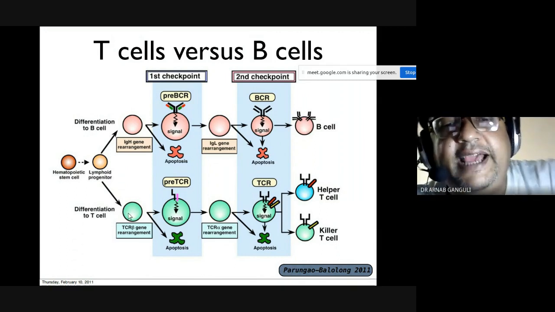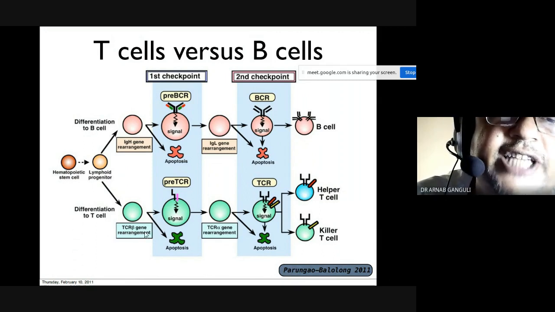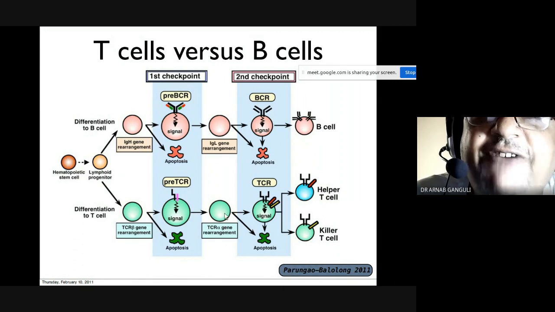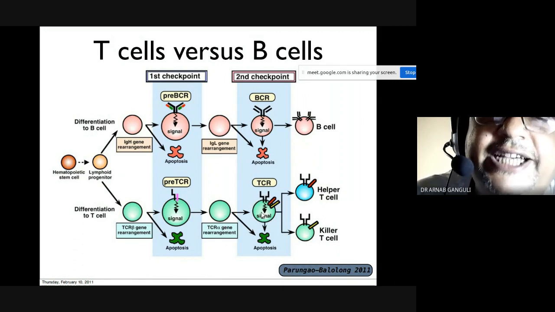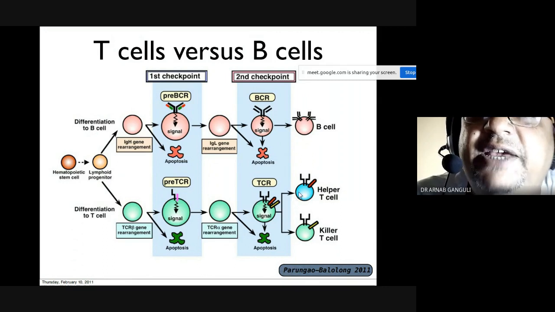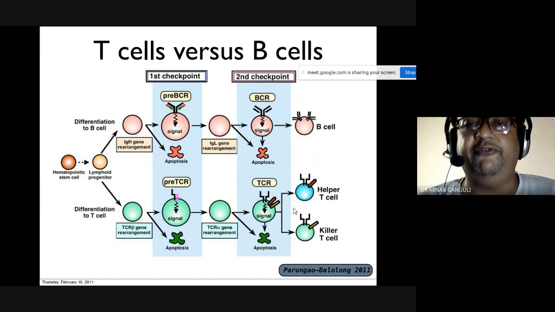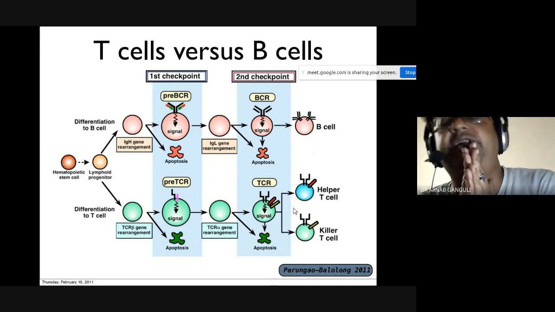In the T cell, it is the same thing. The TCR beta rearrangement takes place first, instead of the heavy chain. Then it is checked whether it is expressing this particular receptor. Then alpha rearrangement takes place. And then the second checkpoint takes place. And on one side you have the helper T cell and on the other the killer T cell. Both of them are formed. This is how a B cell and T cell start to develop.